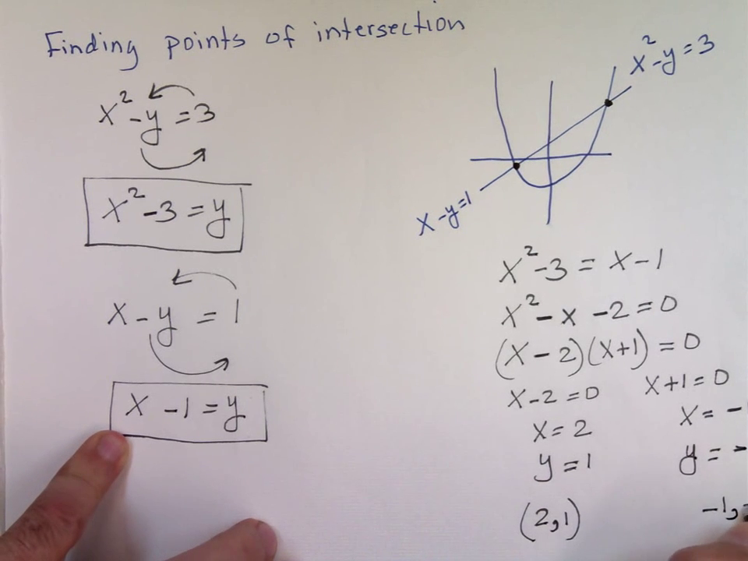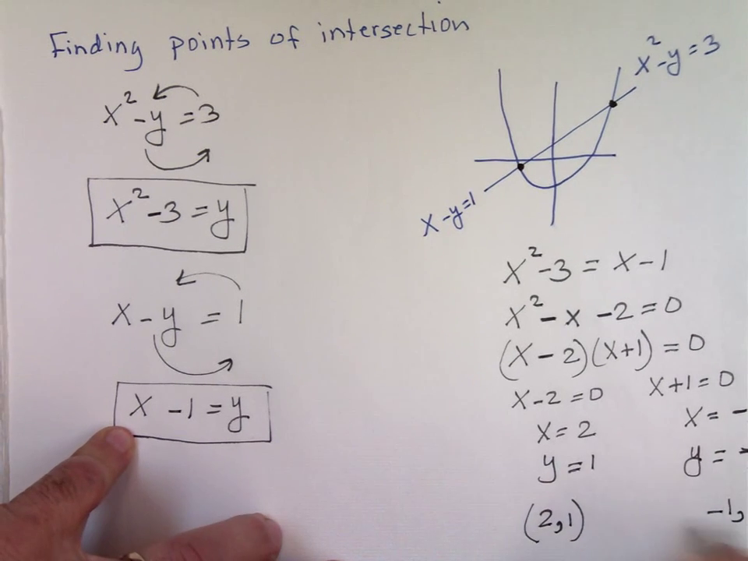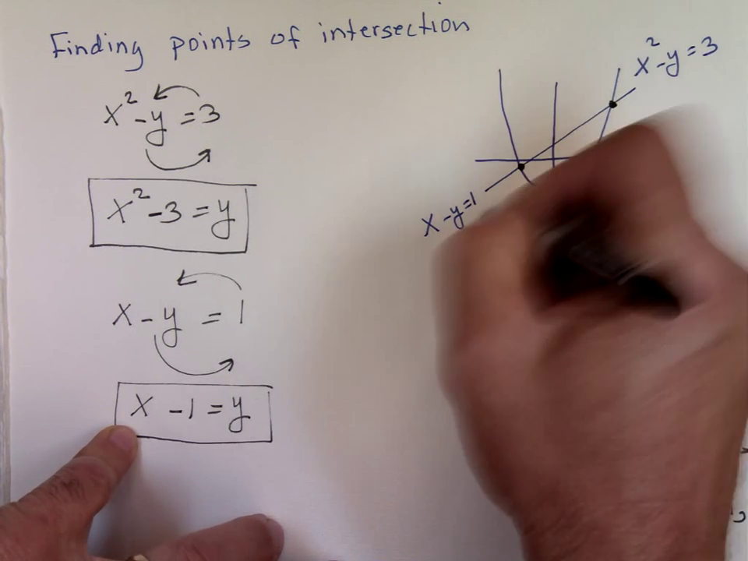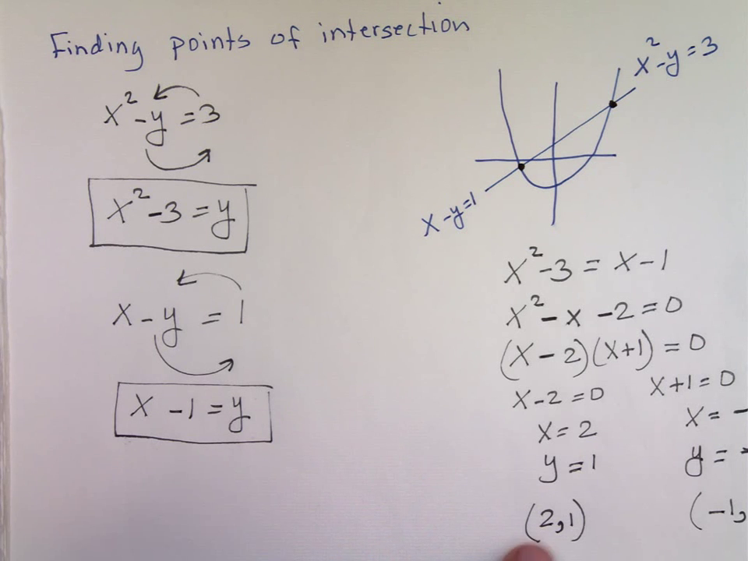So I'm a little bit off with my picture. I should have come in a little bit more with it to have it intersect steeper there or less there. But 2 and 1, and negative 1 and negative 2. That's where they cross each other.